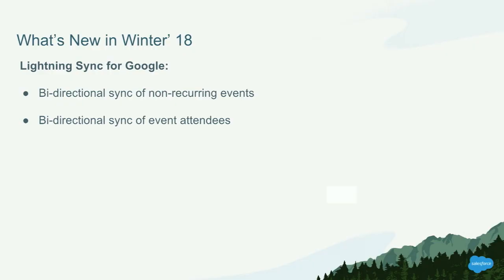Now, what are some of the key innovations that we are bringing to you in the Winter 18 release? Lightning Sync will be able to sync bidirectionally non-recurring events for your Google G Suite application. This is great. Isn't it something that customers have been looking forward to? This is a long-awaited feature that customers have been asking us to introduce to the product. We're very glad to finally get this delivered, and we're pretty sure that customers will be very excited about that.